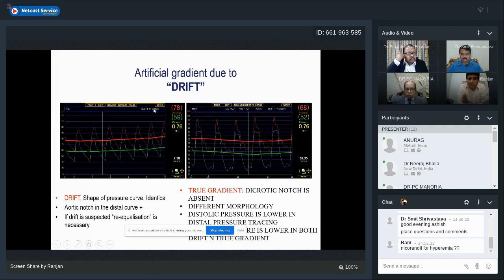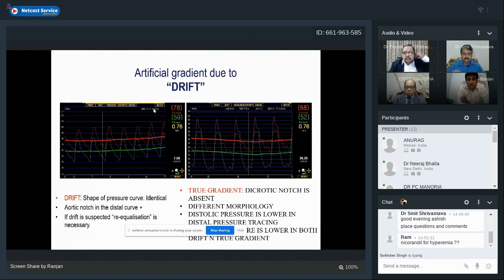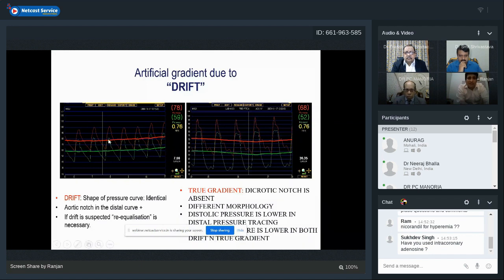Now, what do we see on the screen? You see two tracings, and both have identical FFR. The first FFR is 0.76, the second is also 0.76. If you are a believer of FAME, this is something you would stand by. But look at the first graph. The first graph is actually because of the drift and not a real lesion, because the green and the red look the same, and you see a beautiful incisura even on the distal pressure, which is green. So it's not a true lesion. This was actually a drift.